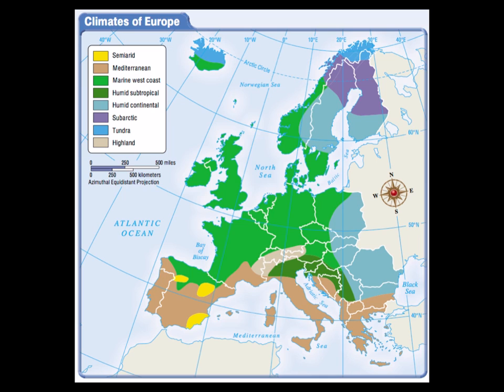So you have several different climates here that we have in the United States. You have marine west coast, like you find in Washington State. You have Mediterranean, like in Los Angeles. And you have humid continental, like on the Great Plains of the United States.